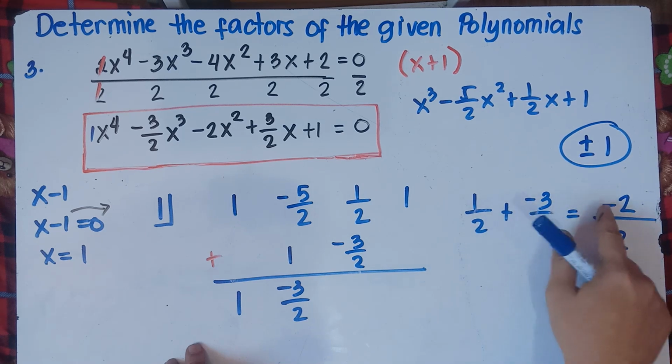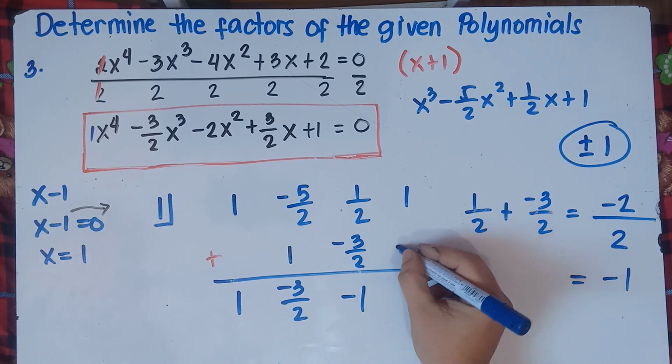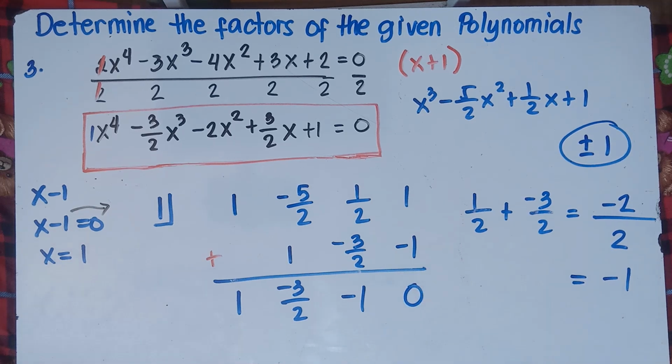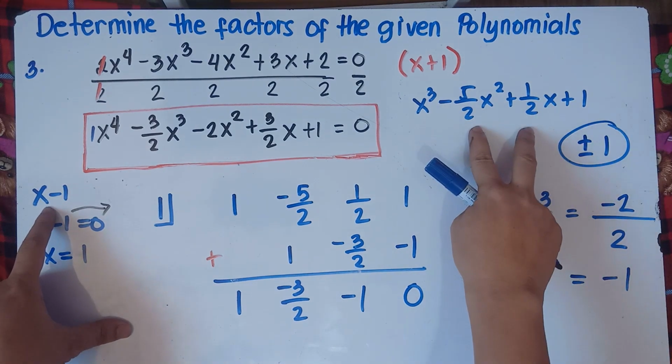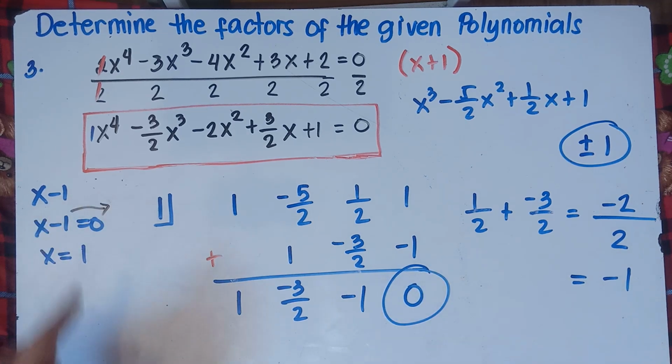Or 1 minus 3, that's negative 2. Then you divide negative 2 by 2, that's negative 1. So this is negative 1. Then you multiply 1 times negative 1, that is negative 1. Then you combine 1 plus negative 1, that is 0. So therefore, class, x minus 1 is a factor of this given polynomial, because our answer is 0 on the last part.